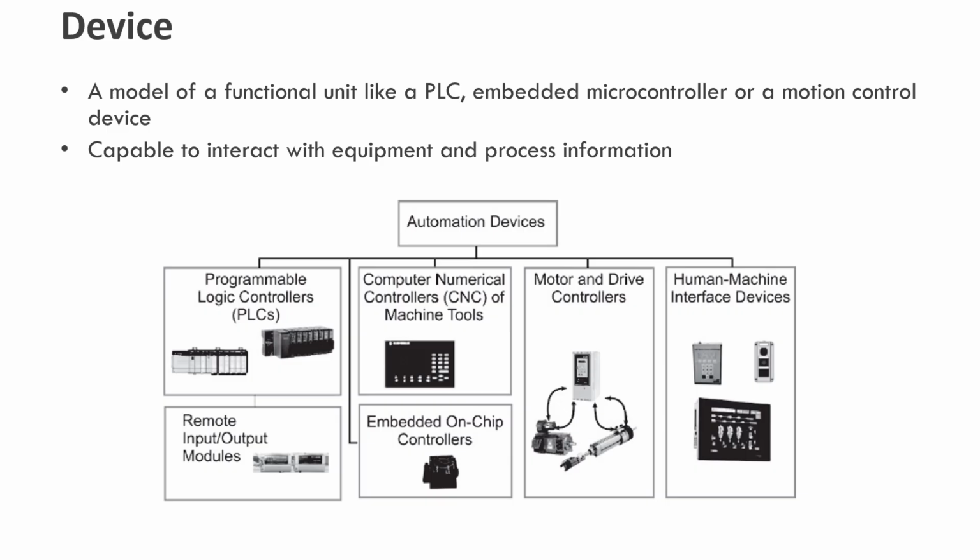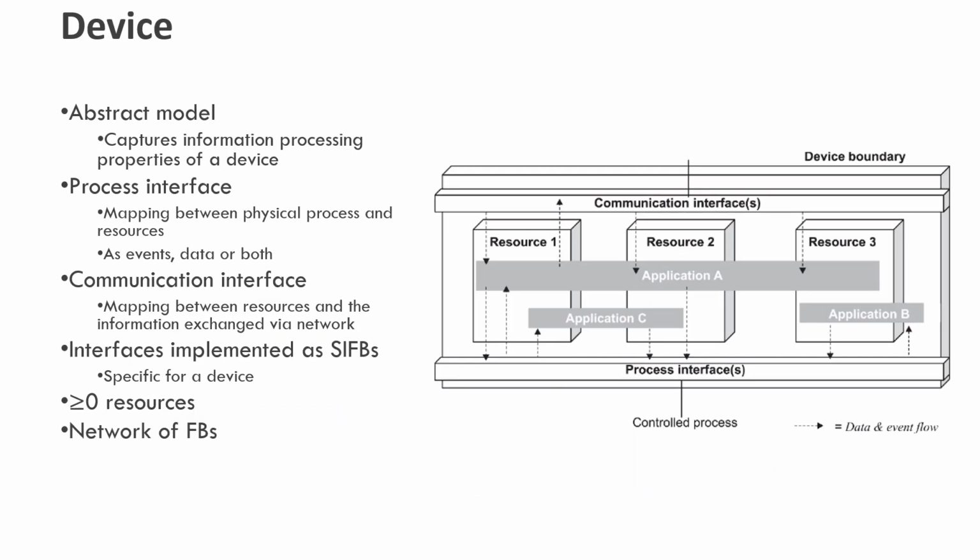And a device is a model of a functional unit like a PLC or embedded microcontroller or a CNC or a motion controller and so on and so forth, that is capable to interact with the environment, with a process, and with all other information in the automation system.